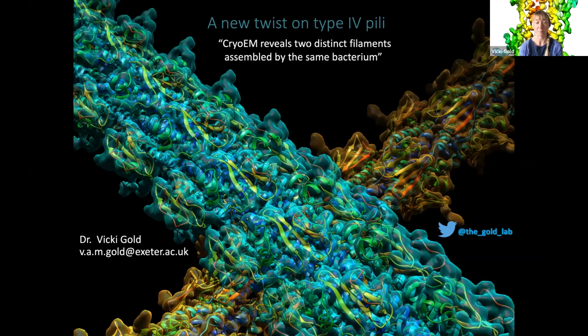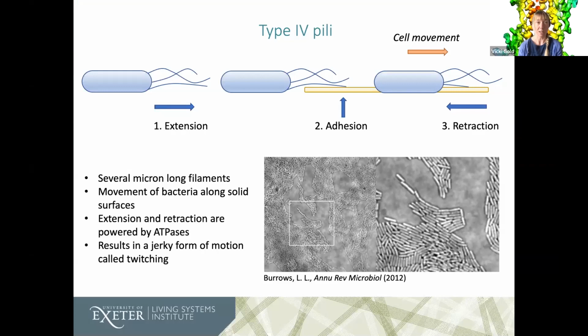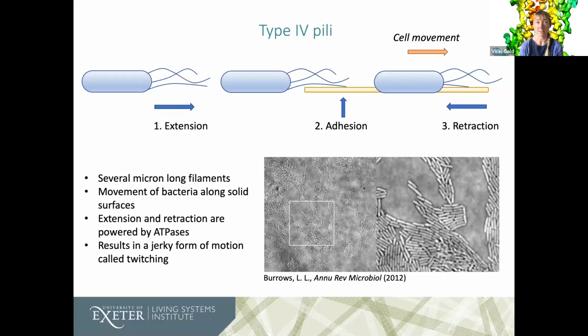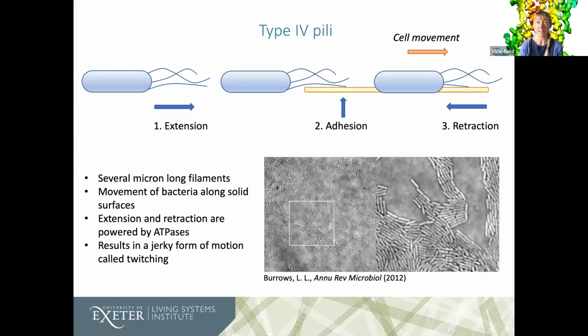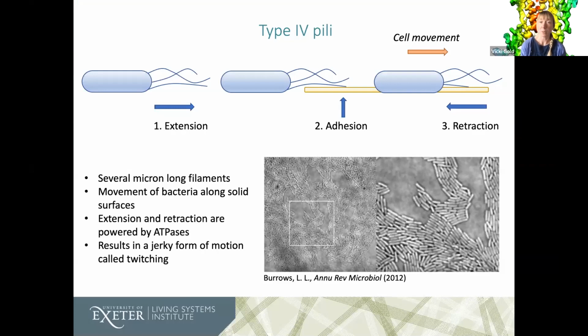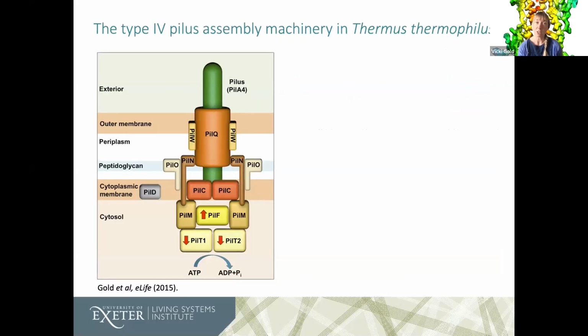So firstly, what are type 4 pili? Well, they're long filamentous appendages which project from the surface of the cell, and they're used for motility. So they work in cycles of extension, adhesion of a tip to a surface, and retraction from the base, which leads the cell to move forward in a jerky form of motion, which is referred to as twitching, which is what you can see in this video. Both extension and retraction are powered by ATPases.